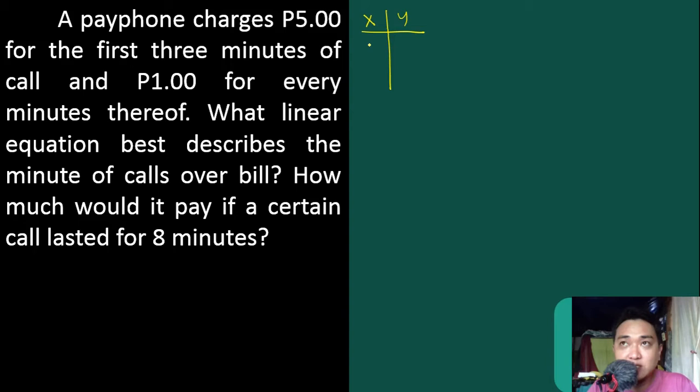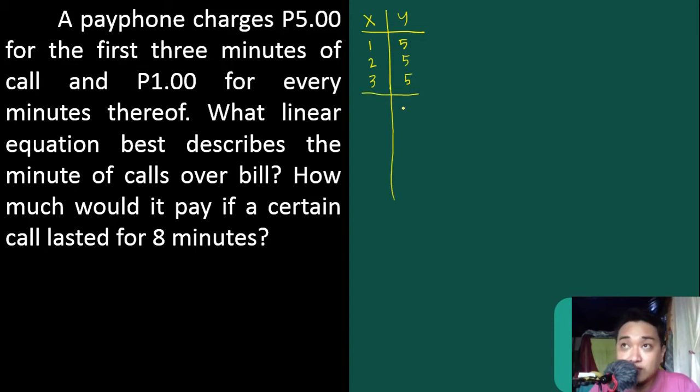Kung tatawag tayo ng 1 minute, syempre babayaran natin yung minimum cost or yung minimum charge, which is 5 pesos. Pag tumawag tayo ng 2 minutes, syempre minimum pa rin kasi hindi pa siya more than 3 minutes. So that is 5, and if we call for 3 minutes, that is also 5. So the first 3 minutes cost 5 pesos.